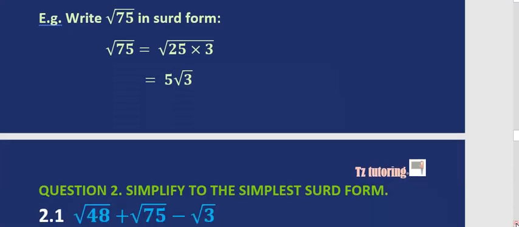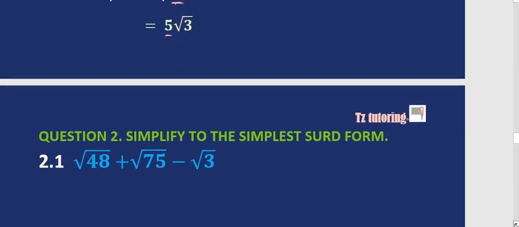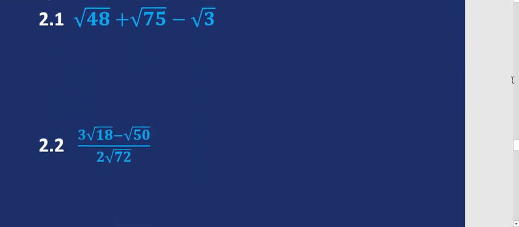To write the square root of 75, we want to break the 75 into two numbers: a number that can be square rooted, 25, and a prime number, 3. 25 times 3 will give you 75. The square root of 25 is 5, and you are left with root 3. Let's put this to application. We're simplifying. We want to break 48 into two numbers, and 75 the same. Root 3 is already a prime number, so we can leave it like that.